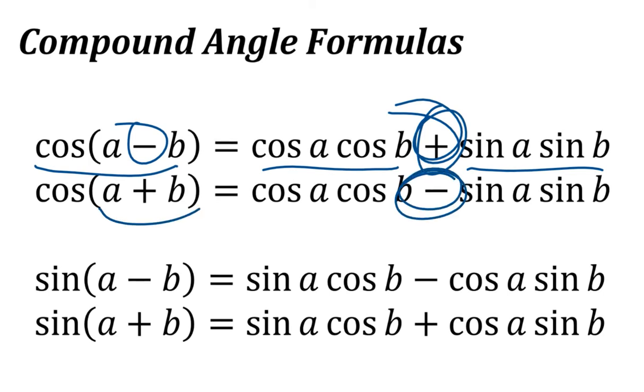And then I compare that to the sine formulas where I'm switching the ratios. So it's sine, cos, cosine, but I don't switch the sign. I hope that makes sense.